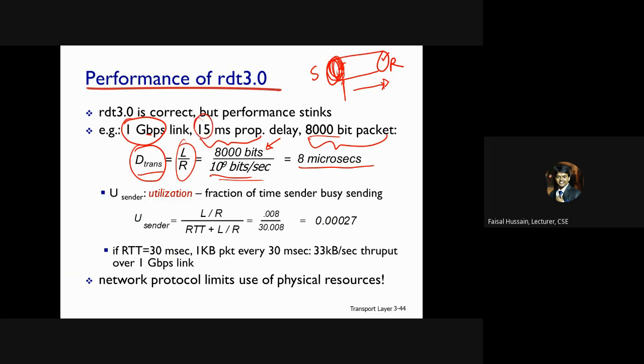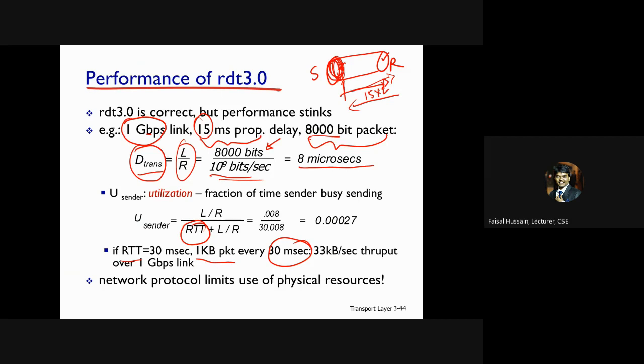We are assuming a 15 millisecond propagation delay. We are assuming that it will go from sender to receiver and receiver back to sender. So that will take 15 times 2, 30 milliseconds, which is represented by RTT, or round trip time. So 30 milliseconds will be taken for propagation for the round trip, and for every 30 milliseconds you will send out 1 kilobyte of packet.